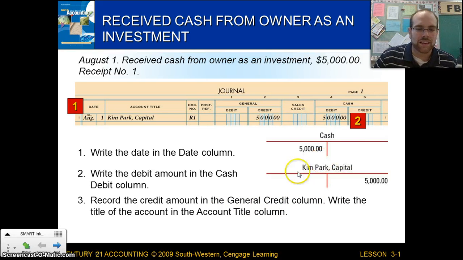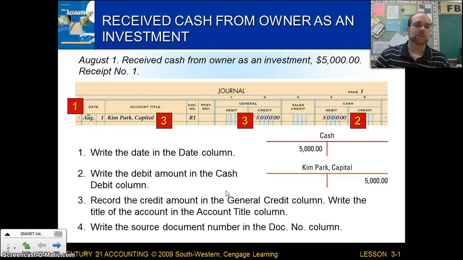So if you take a look at the second account that was affected, it was Kim Park Capital, which is increasing the amount of capital into the company. So that's going to have $5,000 in it. So that's going to be a $5,000 credit that we put there. The account that we're crediting goes into here under this general, if it's a general debit or general credit. Now the actual account or account title goes right here with Kim Park Capital. Goes right there for the account title.